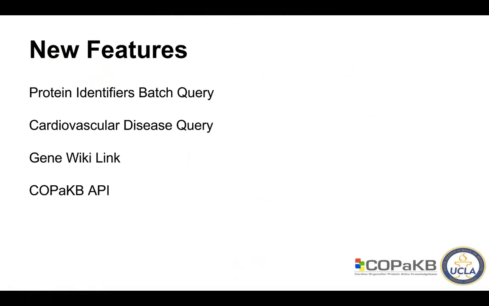Some of the new features that we're looking to develop: we have the first 2, which are protein batch query and cardiovascular disease query. That's still in the process of defining the exact specifications, but we have an overall idea of what we're trying to create. And for the last 2 features, which are the Gene Wiki link and the COPaKB API, we're currently in the development process.